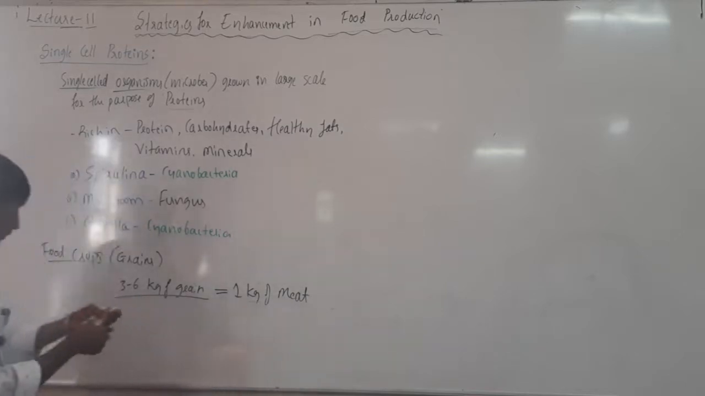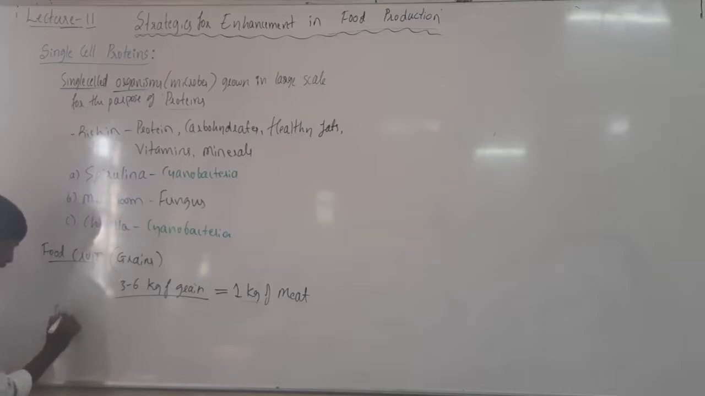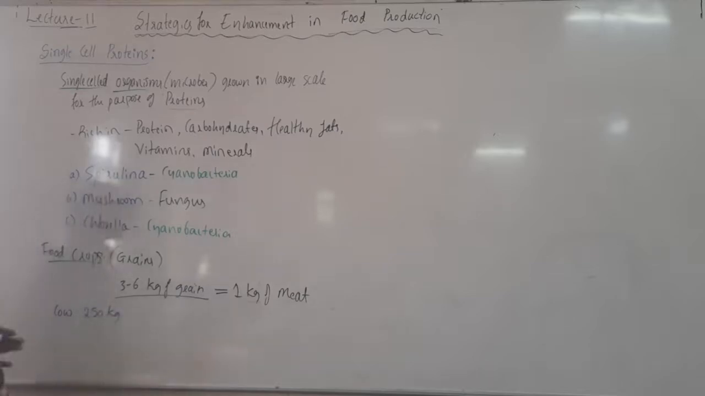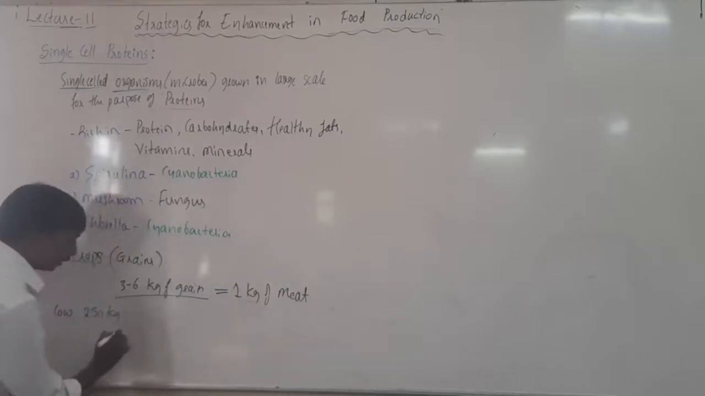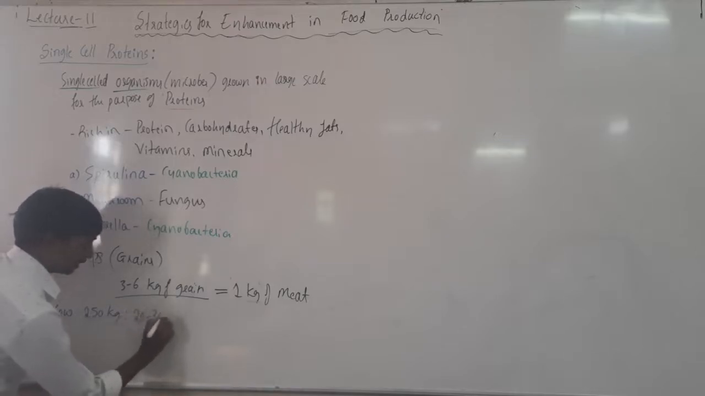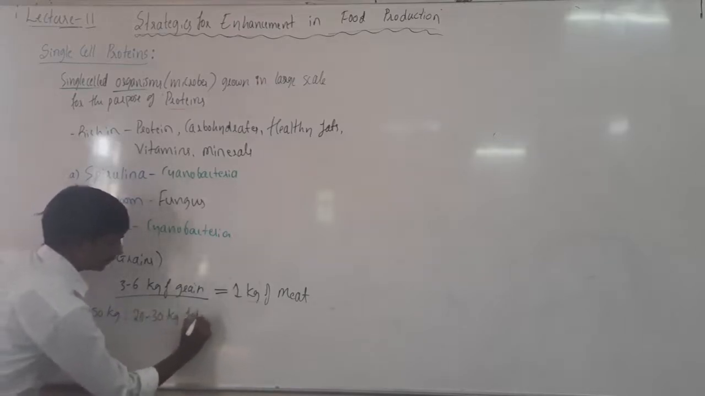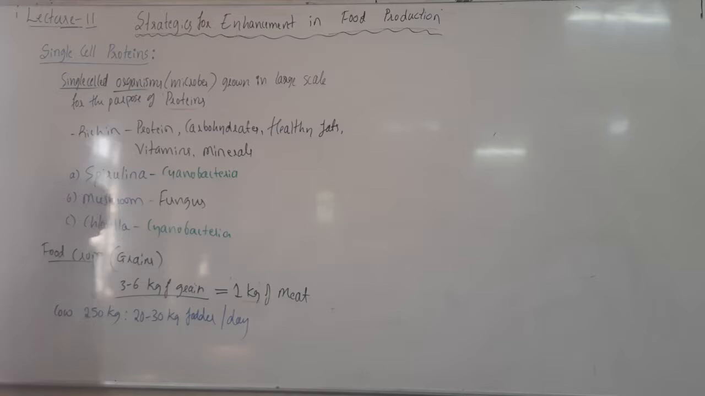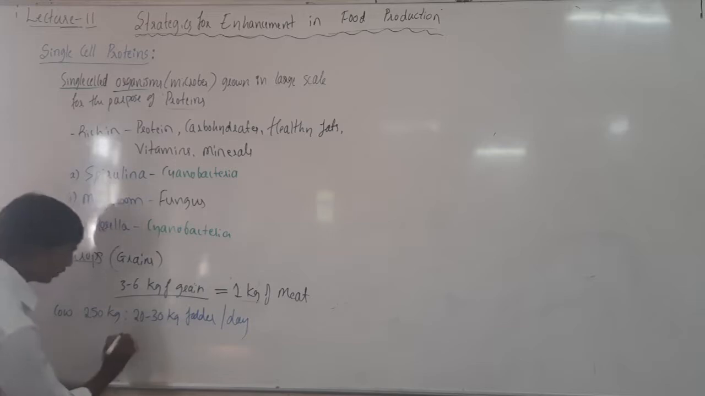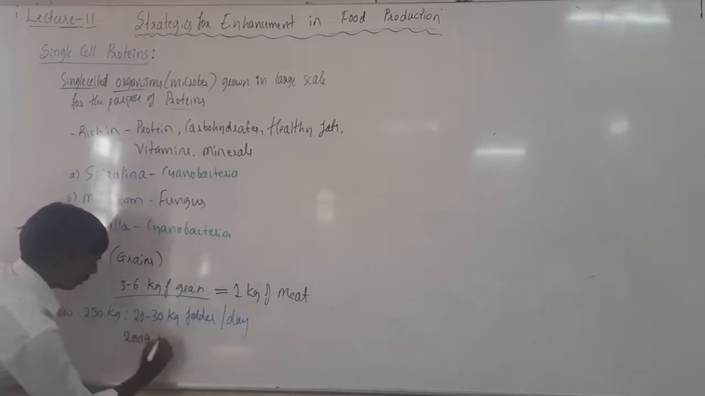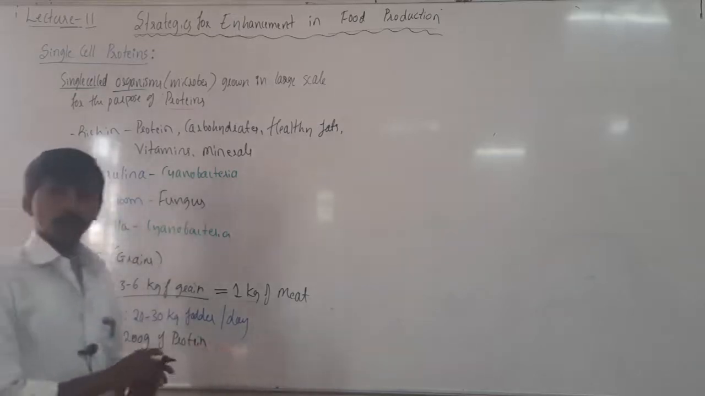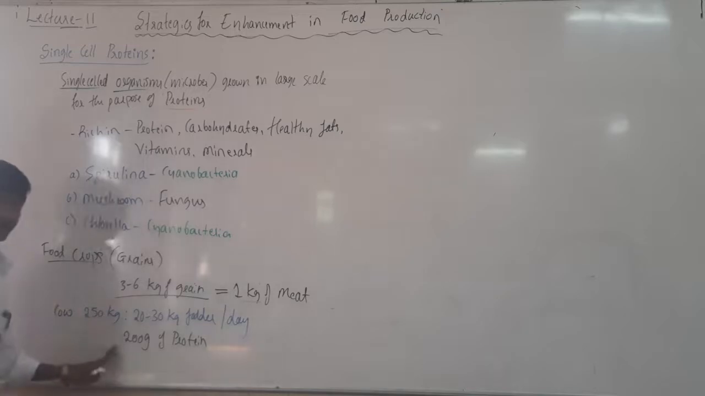Also, you may remember that a cow of 250 kgs, a normal weight of the cow, will feed on about 20 to 30 kg of fodder per day. But what about the protein? It gives hardly about 200 grams of protein per day. Hence in that milk the protein amount will be just 200 to 300 grams.